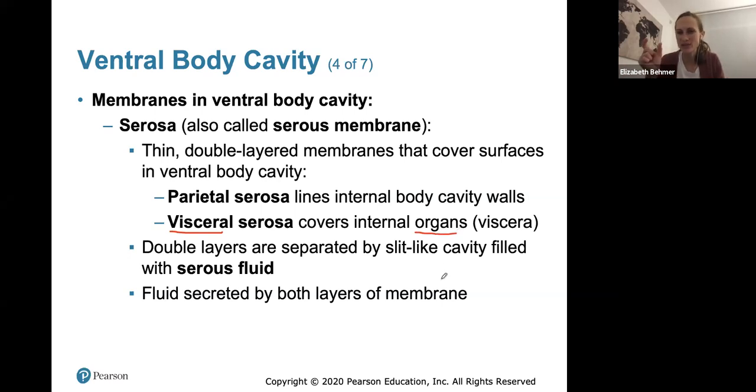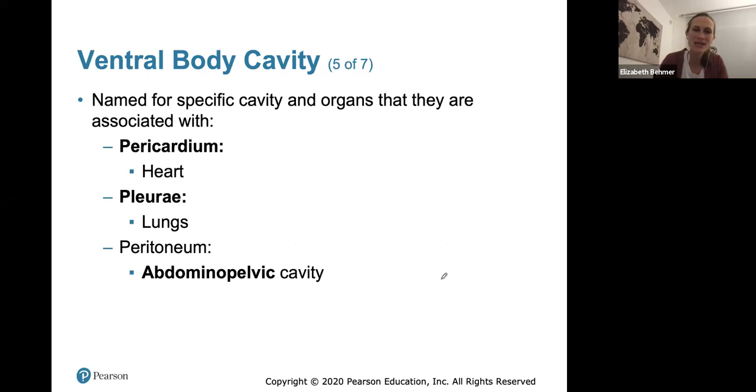These double layers are separated by a slit-like cavity filled with serous fluid, and the fluid is secreted by both layers of the membrane. And then each kind of serous membrane is named for the specific cavity and the organs that are associated with it. So the pericardium has to do with the heart because it has that suffix cardia in it. Pleura has to do with lungs, and peritoneum is the serous membrane that covers the abdominal cavity.